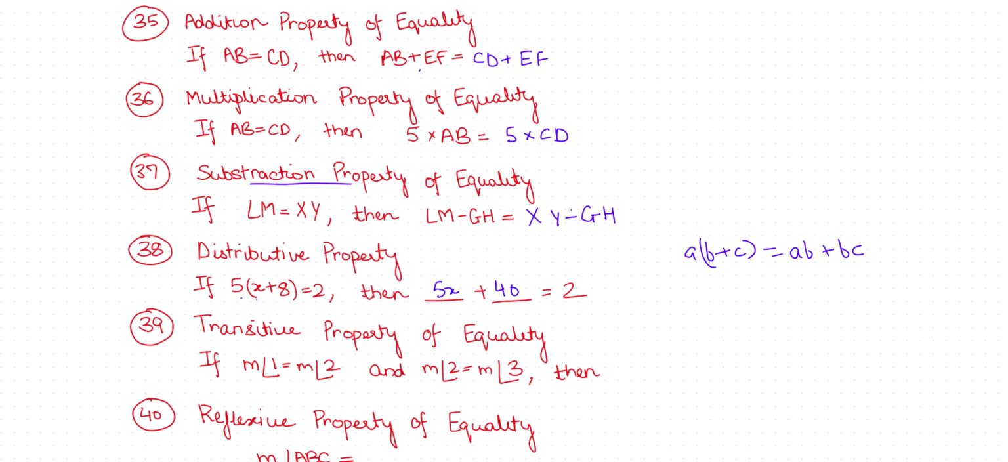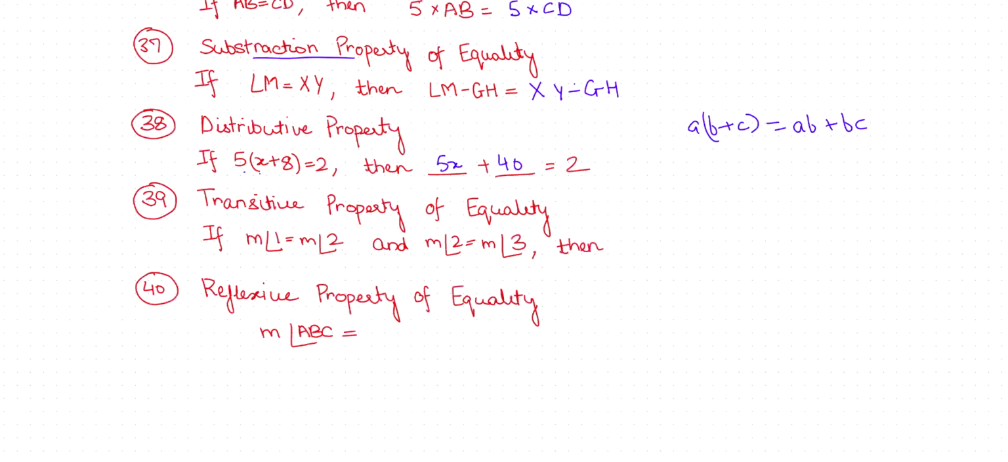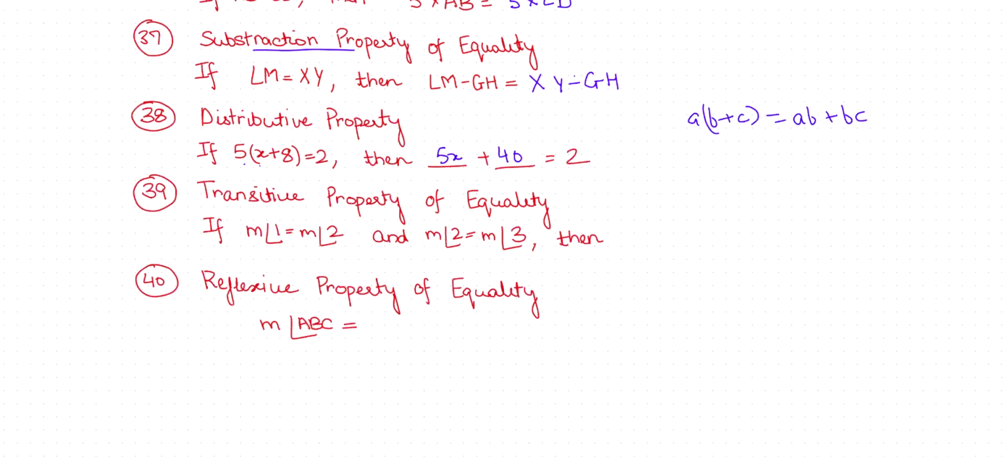Now if angle 1 is equal to angle 2 and angle 2 is equal to angle 3, then by the transitive property, the measure of angle 1 is equal to the measure of angle 3. And the reflexive property of equality will say angle ABC is equal to angle ABC.